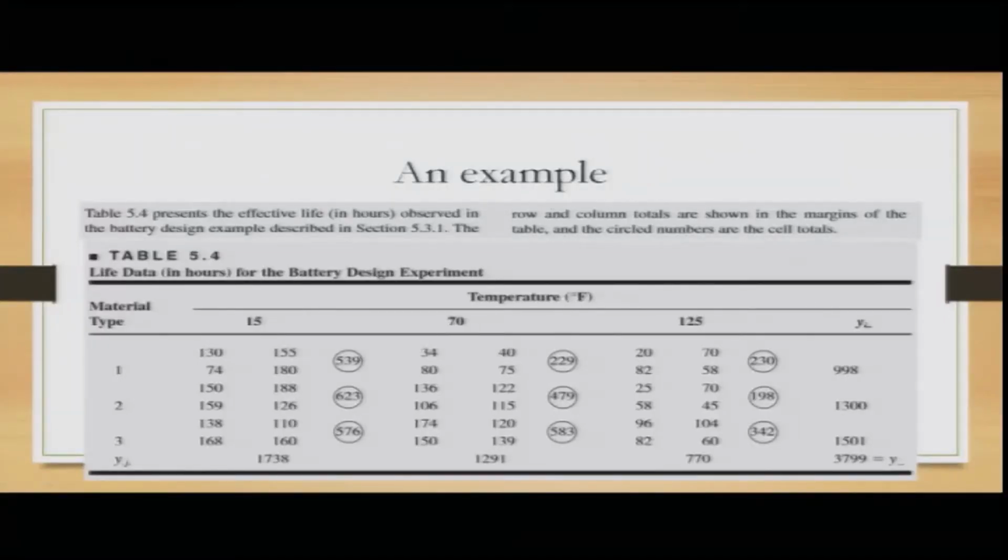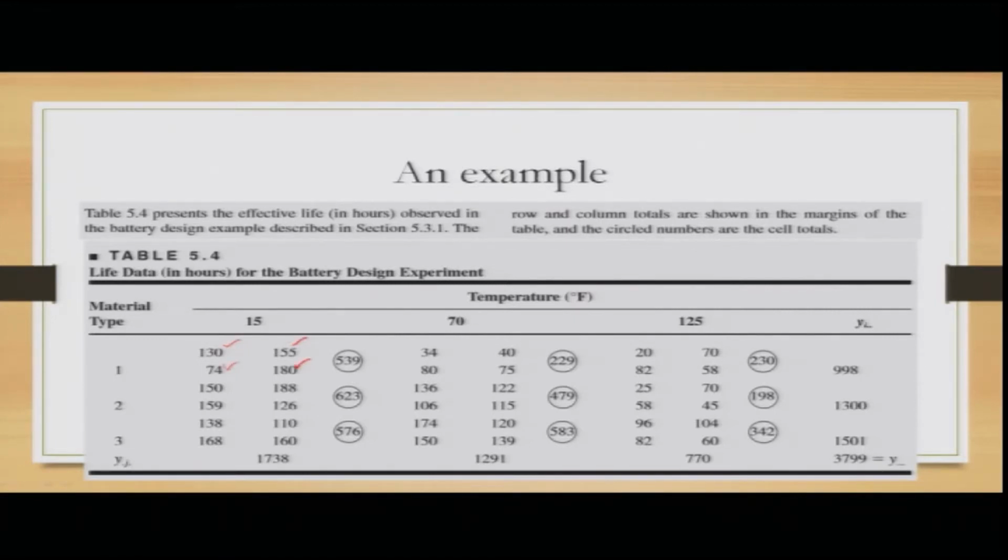So, this table 5.4 represents the effective life in hours observed in the battery design example. The rows and the columns are shown in the margins of the table, and the circled numbers are the cell totals. So, basically material type A is given, and these are the temperatures. If you remember, in Fahrenheit they were 15, 70 and 125. So, for material type 1, the values are given as 130, 155, 74 and 180. Let me mark it with the red one.